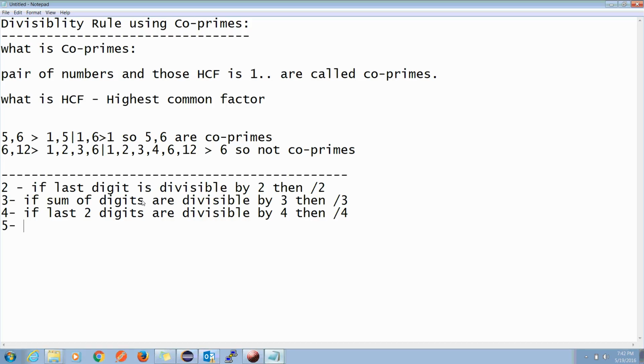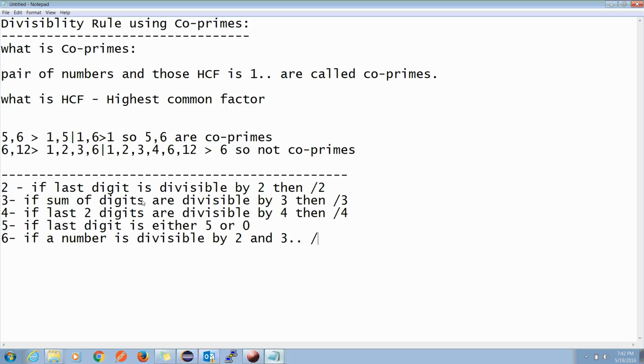Divisibility rule for 5 is, if the last digit is either 5 or 0, then that number is divisible by 5. 6. If a number is divisible by 2 and 3, then that number is divisible by 6.